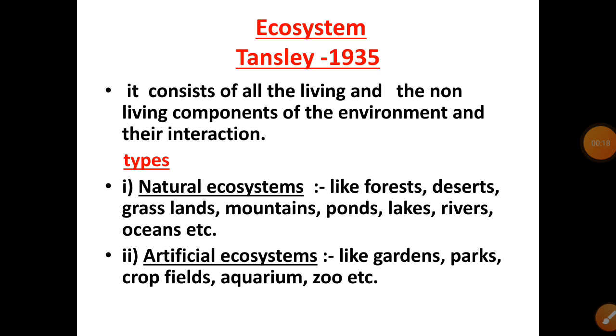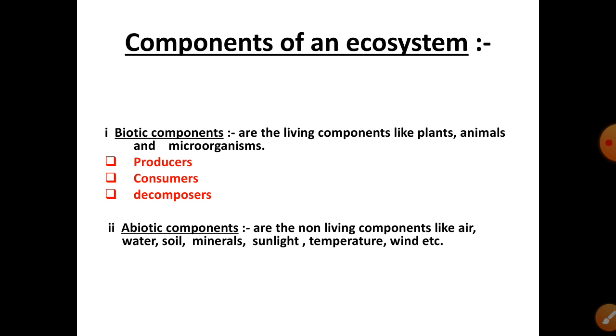First topic is ecosystem. This term was given by Tansley in 1935. Ecosystem comprises living and non-living components of the environment. Let's see, what do you mean by living components? Living components are the biotic components like plants, animals and microorganisms. They may be producers, consumers and decomposers. And on the other hand, abiotic components are the components which do not have life. Abiotic means without life, like water, soil, minerals, sunlight, temperature, wind, etc.